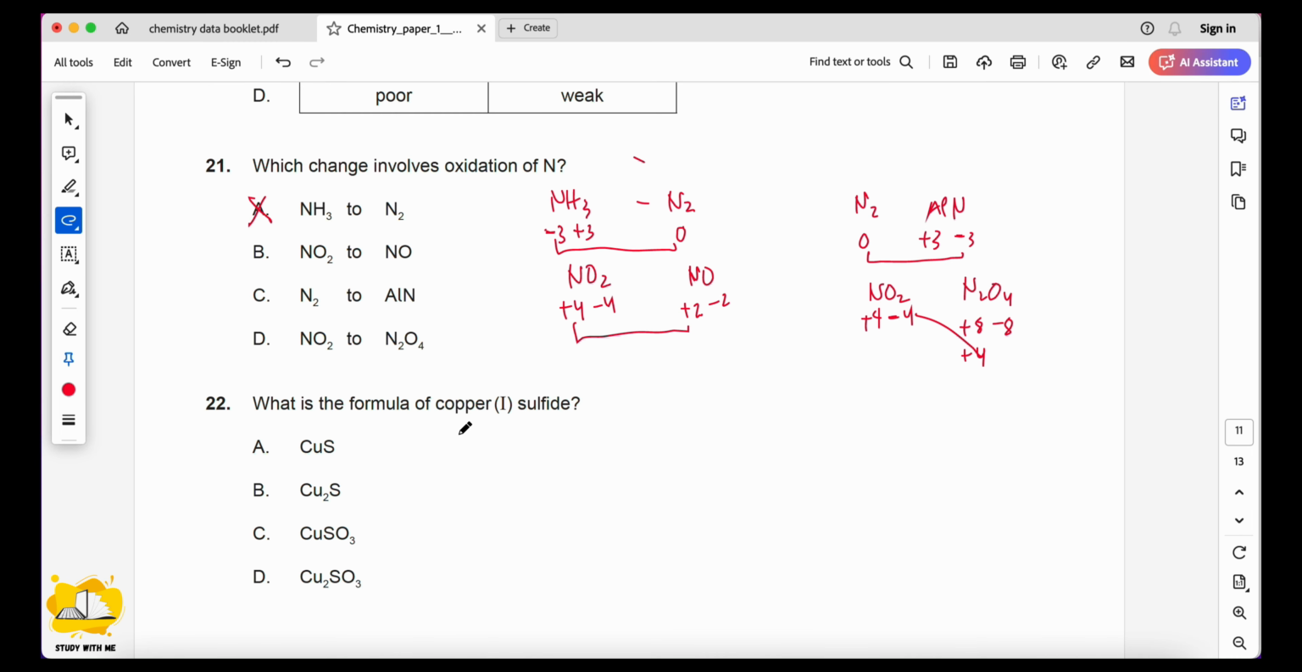What is the formula of copper 1 sulfide? Sulfide is S, so the charge is negative 2. Copper 1 means Cu plus 1. If you do crisscross, it will be 2 for Cu and 1 for S. So it will be Cu2S.